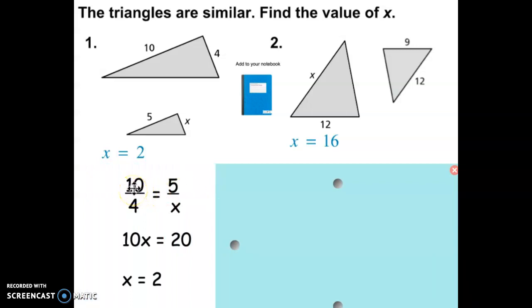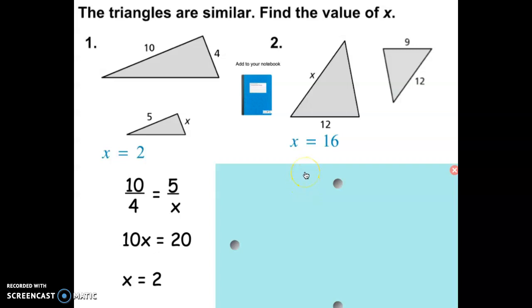So what I did here was I took the two sides that are possibly the same, the 5 and the 10, and I set those as the numerators. And then I set here the 4 and the x as denominators. Now I'm going to cross multiply. 10 times x is 10x, 4 times 5 is 20. And then I'm going to divide both sides by 10, x is equal to 2. So there, now I've got some math to back me up and prove that.